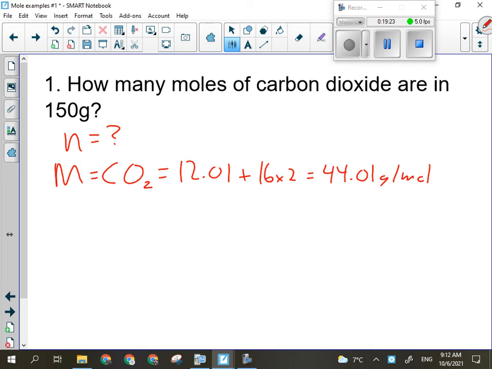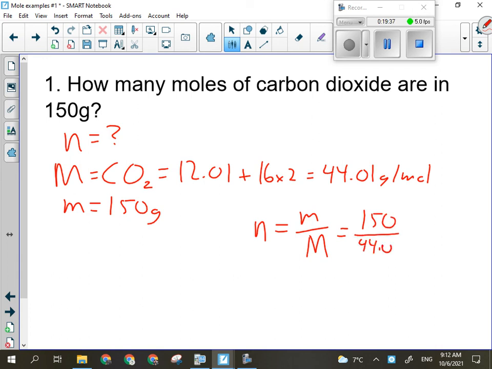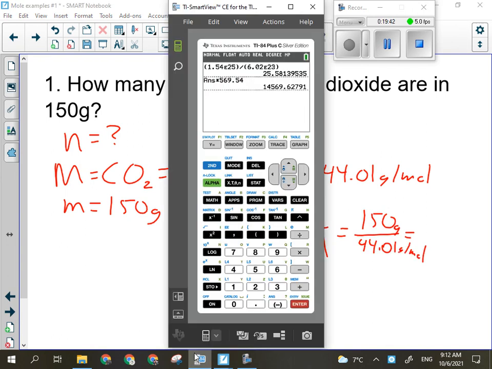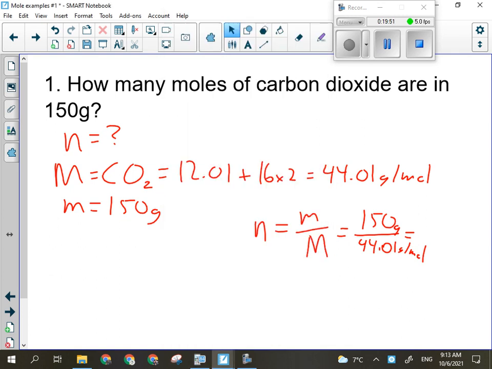Okay. They also tell us the mass is 150 grams. Okay, so N equals little m over big M. That'll be our mass, 150, divided by 44.01. Okay, so this is grams per mole. So when we do that, we're going to be left with moles, 150 divided by 44.01. We're looking at 3.41 moles. Any questions on that one? Don't be afraid to ask, guys.